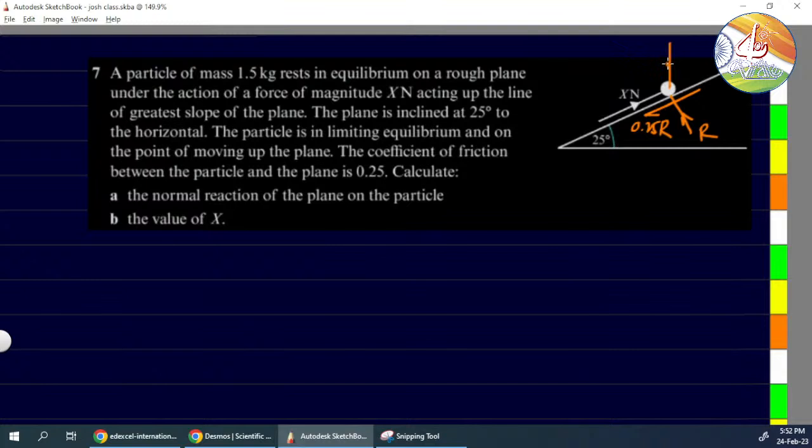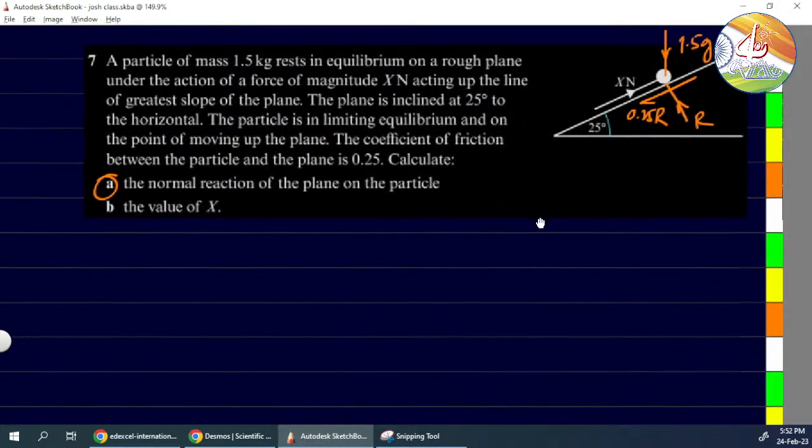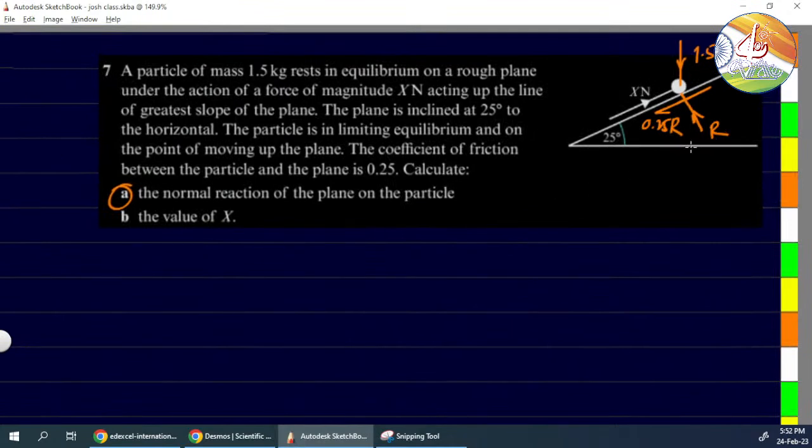Then the weight of the object is 1.5 g, correct? Yes, 1.5 g is given here. So we have been asked to find the normal reaction on the plane, that means we need to find R. Here again, how should we do this? We should take this line as the y-axis and this line as the x-axis.